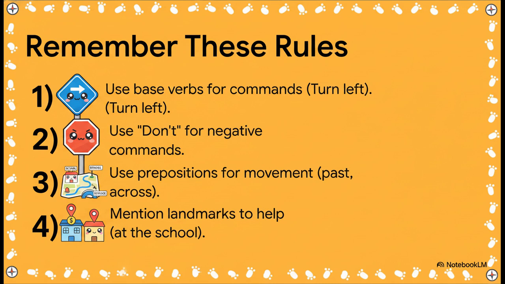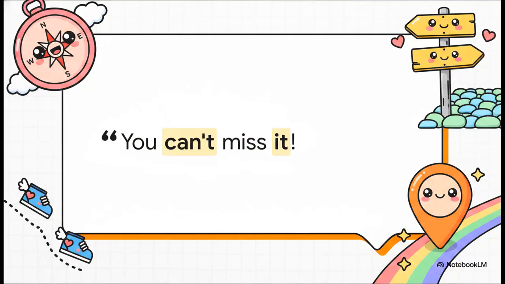3. Use prepositions like past, across, and along to show movement. And 4. Mention landmarks to help make your directions extra clear. For example, turn left at the supermarket. And here's one last friendly phrase for you. If a place is really easy to find, at the end of your directions, you can say, "You can't miss it." It just helps the other person feel more confident.